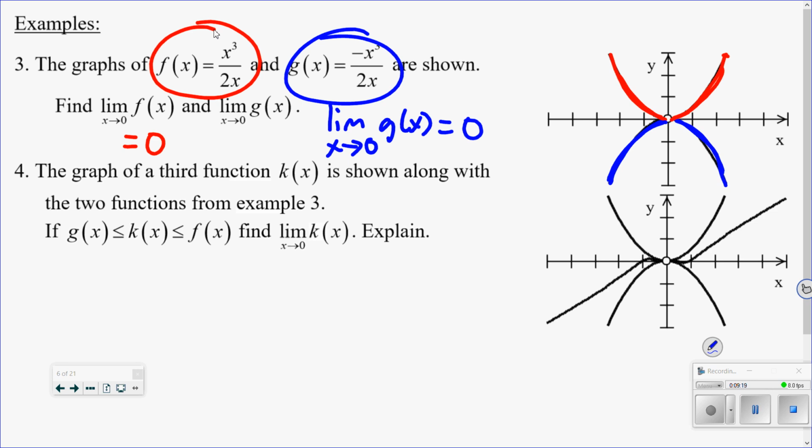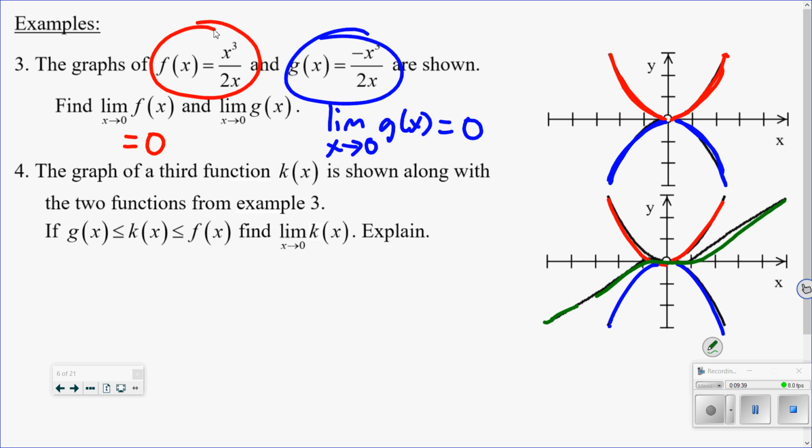Number 4 says the graph of a third function, k of x, is shown. So we look down here below. We'll use our pretty colors. There's f of x. There's g of x. And then we have this function in between that's traveling along here. This is k of x. It travels, and it's always between the 2 functions.